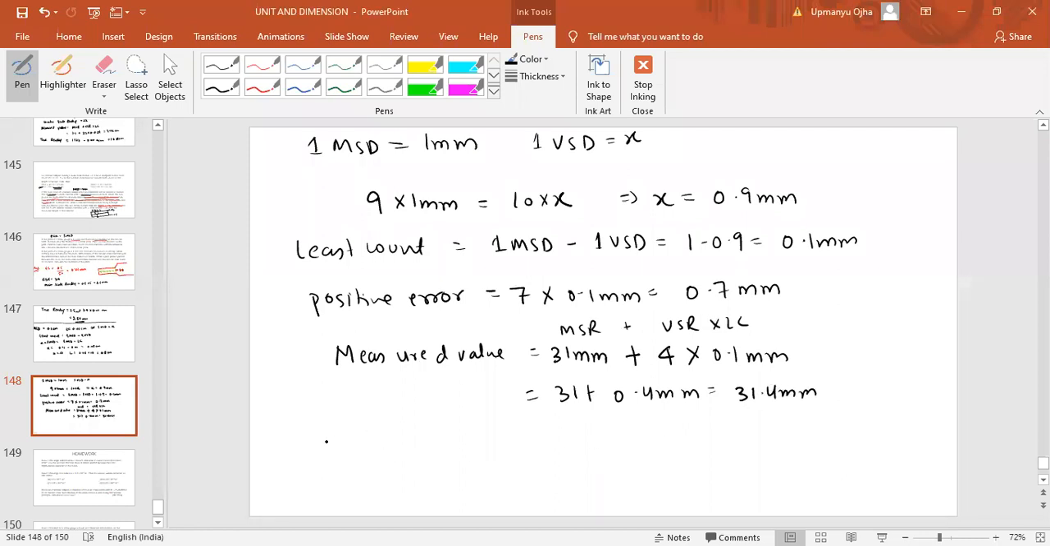But the exact or true value will be equal to the measured value, that is 31.4 millimeter, minus the positive error, that is 0.7 millimeter. The answer would come as 30.7 millimeter, or we can write it as 3.07 centimeter.